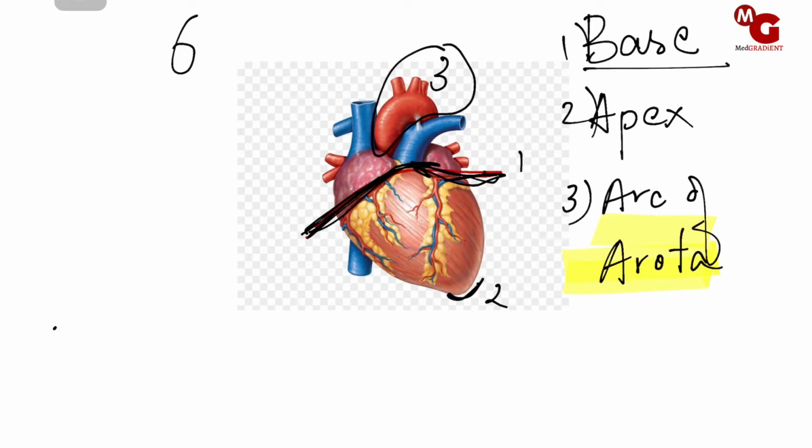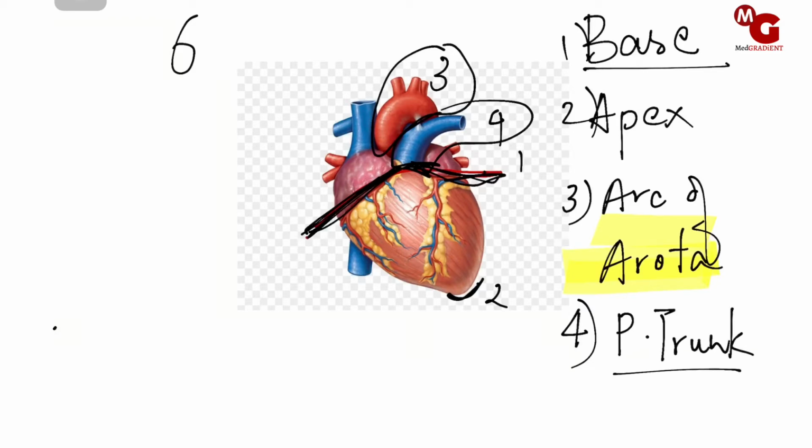The fourth structure lies just below it, and it's called what? Any guesses? Yes, it's called the pulmonary trunk. Out of 6, we've already discussed 1, 2, 3 and 4, right? Now we need to find 2 more. So 2 more structures that are clearly visible are a pair of arteries and a pair of veins.